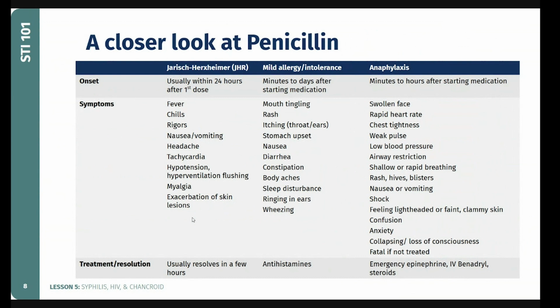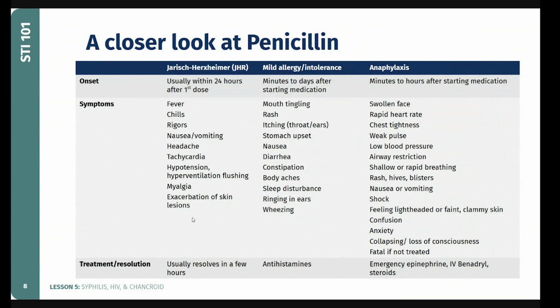Some people may have a stronger reaction to the treatment called a Jarisch-Herxheimer reaction, or JHR. JHR typically appears within the first 24 hours, but the symptoms usually go away in a couple of hours. JHR can include fever, chills, rigors, nausea and vomiting, headache, tachycardia, hypotension, hyperventilation, flushing, myalgia, and exacerbation of skin lesions. JHR reaction is not the same as an allergic reaction.